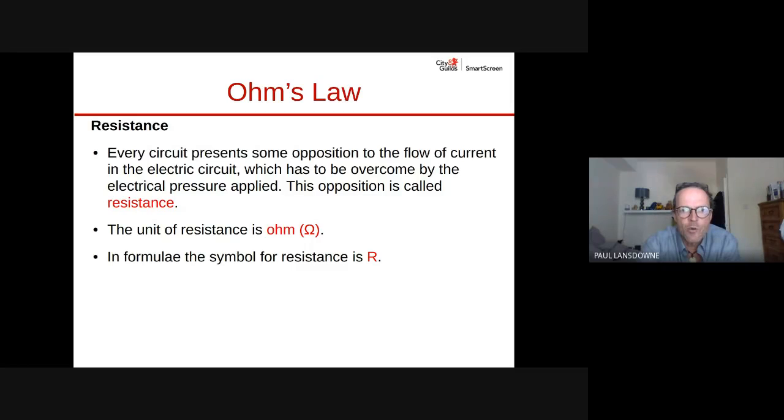And resistance. Every circuit presents some opposition to the flow of current. In the electrical circuit, which has to be overcome by electrical pressure applied, the opposition is called resistance, and the unit of resistance is ohms, with a little omega sign. And in the formula, the symbol for resistance is R. Now we will deal with resistance all the way through the electrical course. Every cable that you have will have a resistance. All the testing, until we come to some live testing, most of the testing is high resistance or low resistance. So resistance will be all the way through.